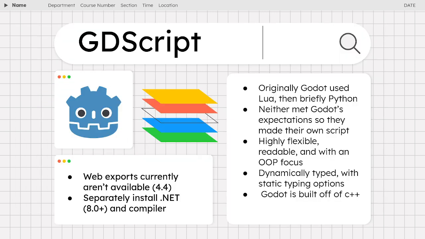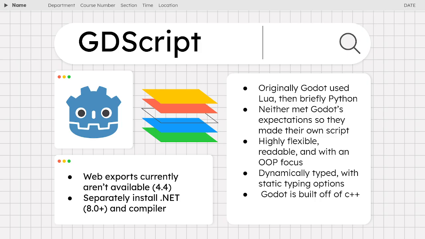So now we're going to move on to the dedicated scripting language of Godot, called GDScript. They originally used Lua, and then they realized this isn't the best for object-oriented programming-heavy things like game development. So then they briefly switched to Python. They tried it out, and they're like, this isn't really for us. So for the exact specifications they wanted to fulfill, they just built their own script off of C++, but it looks nothing like C++. It looks a lot more like Python.